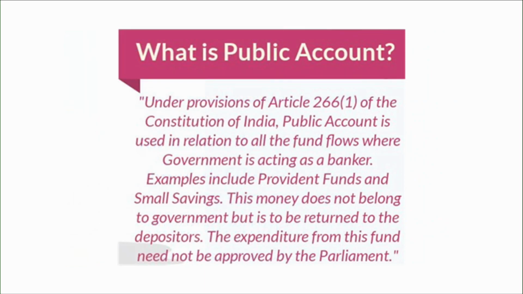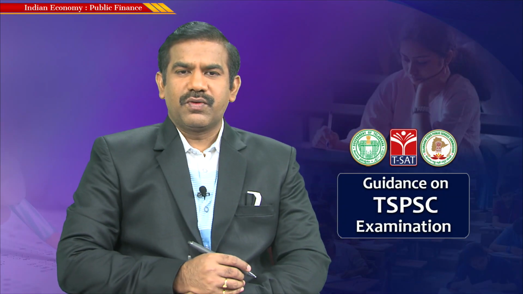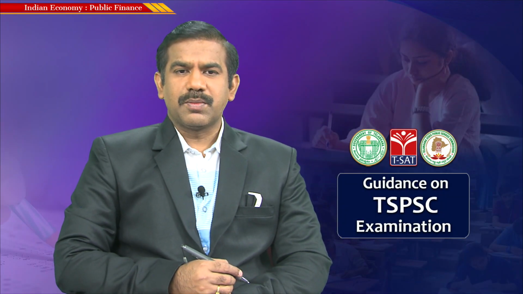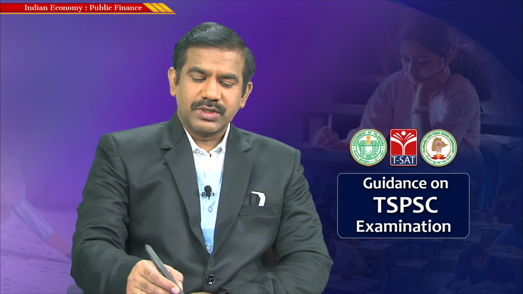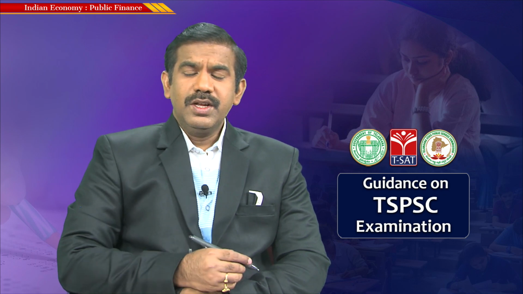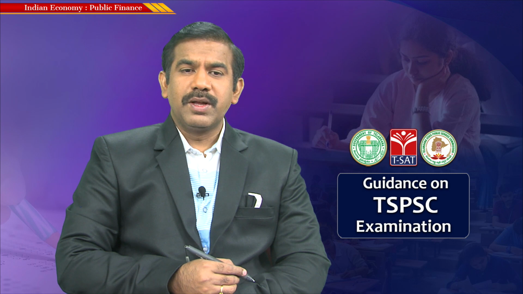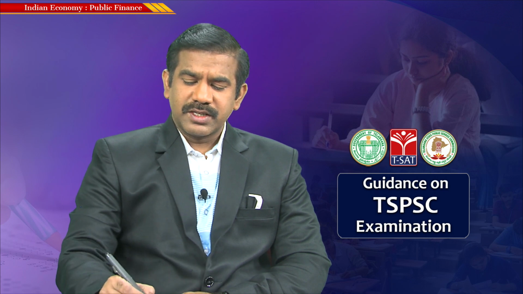The third and most important is the public account. Out of the three funds, the third happens to be the public account, and according to Article 266 Clause 1 of the Constitution of India, the public account is used in relation to all the fund flows where the government is acting as a banker. What do you mean by the government acting as a banker?